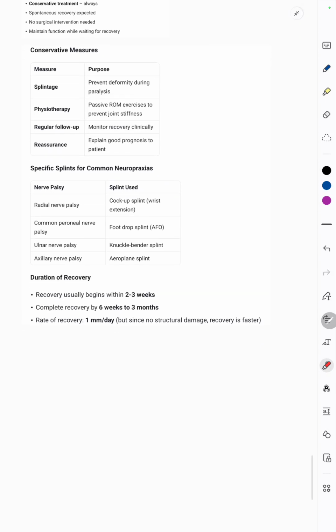So, what are the different splints? The specific splint for radial nerve palsy is Cock-up splint. For ulnar nerve palsy, it is the knuckle bender splint. For common peroneal nerve palsy, it is a foot drop splint or the A4 splint, and for axillary nerve palsy it is the aeroplane splint. Recovery generally happens for neuropraxia within 2 to 3 weeks, and complete recovery happens by around 6 weeks to 3 months. The rate of recovery is 1 millimeter per day.